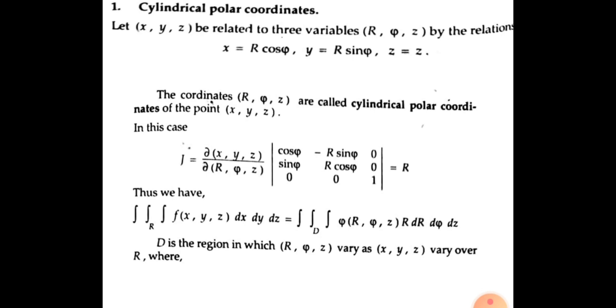To get ∂y/∂r, differentiate y = r sin φ partially with respect to r. That is, ∂y/∂r = sin φ. Next, ∂y/∂φ, with r constant, the differentiation of sin φ is cos φ, so r cos φ. ∂y/∂z, here also 0.